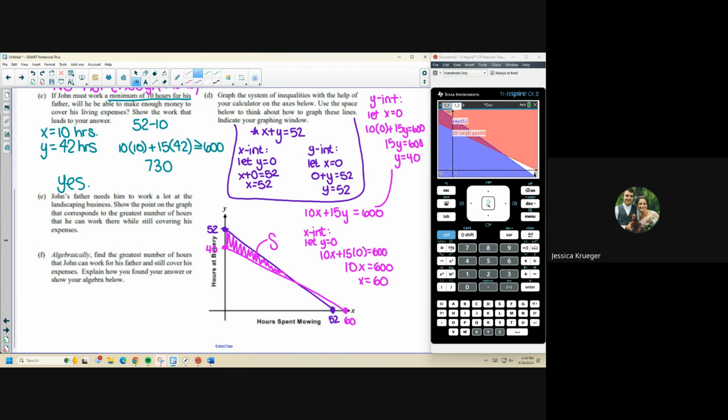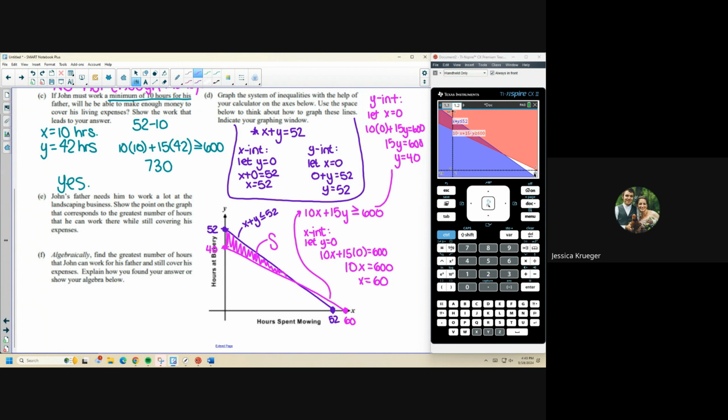Part E says, oh, and don't forget to sign your line. Sorry, I forgot about that. So this would be x plus y is less than or equal to 52. And the pink line is this guy right here. So just don't forget to label your lines.